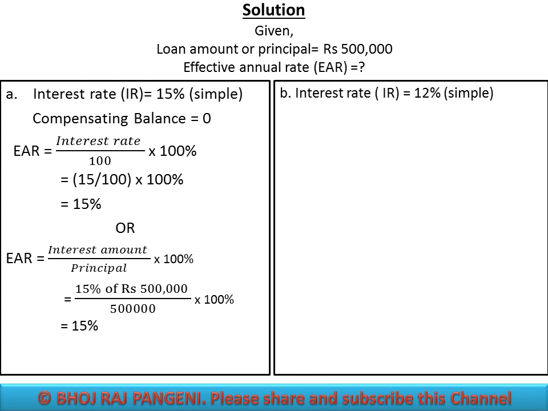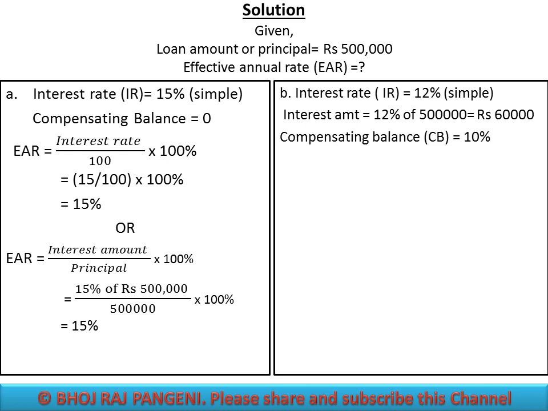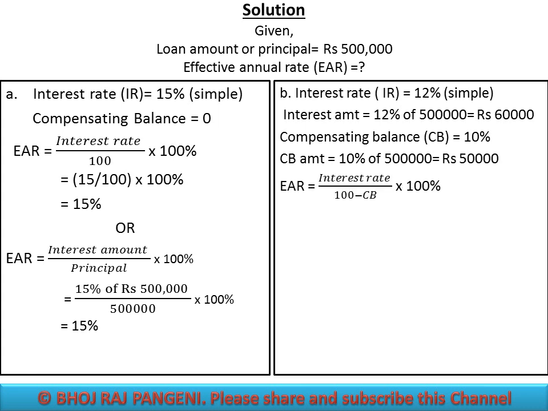For B, interest rate IR equals 12%, simple. Okay, then the interest amount equals 12% of 5 lakh, that is 60,000, and the compensating balance is given in this B portion. So CB equals 10%, that is CB amount equals 10% of 5 lakh, that is 50,000.